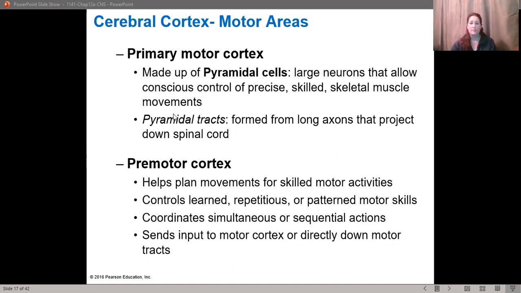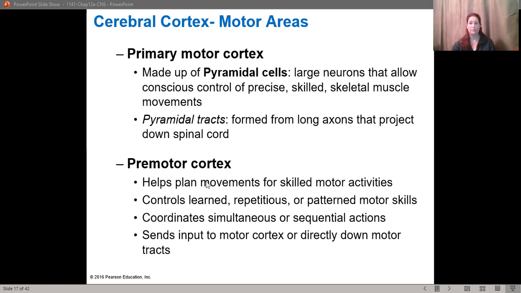So the premotor cortex is the planner, the organizer. It controls learned, repetitious or patterned motor skills. It sends that input to the motor cortex, or it does have access to a small number of motor neurons. However, for the exam's sake, if we're talking about voluntary muscle movement, the actual sending message to muscles to contract, that is the primary motor cortex.